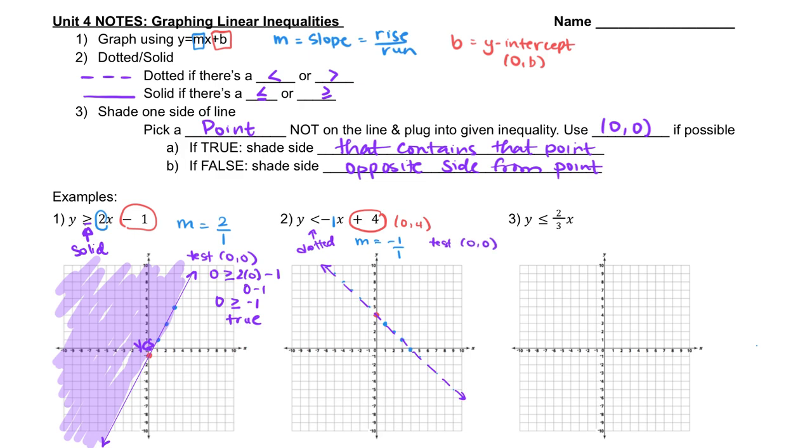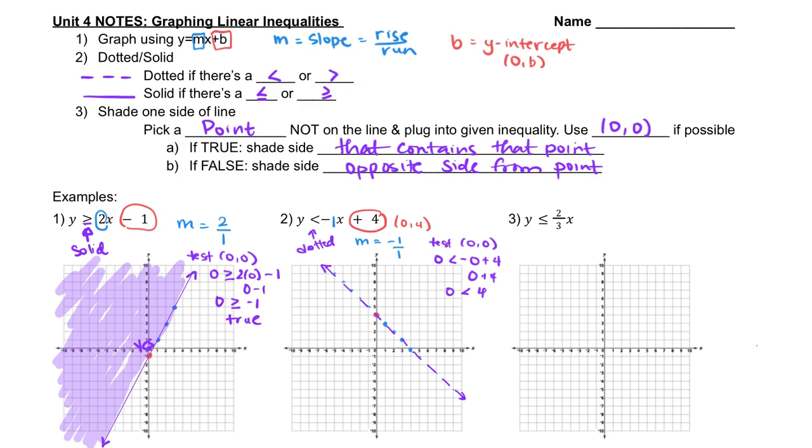Now that I have my line plotted, I can test a point, and again, I'm going to test (0, 0) because it is not on my line. Here's where (0, 0) is, right here. All test means is I'm going to plug that x and y into my original inequality. So y is 0, so I'll have 0 is less than negative 0 plus 4. Negative 0 is just 0, plus 4 is 4. So I'm asking, is 0 less than 4?